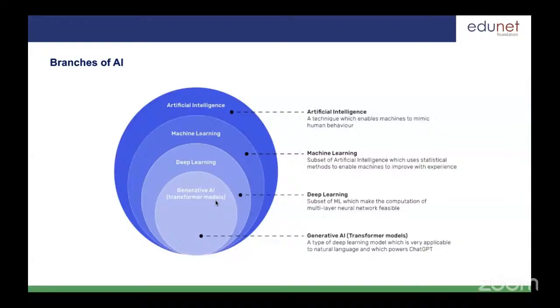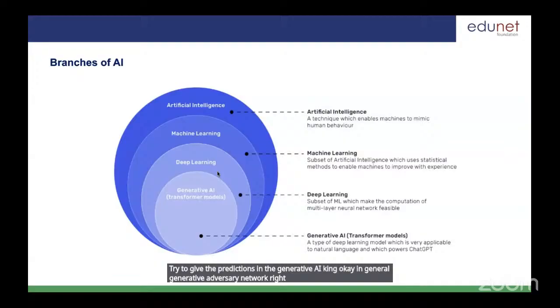It will try to give the predictions in generative AI. Okay, in generative adversarial networks, right? GAN, natural language. Basically, it creates new data. That's nothing but your generative AI.